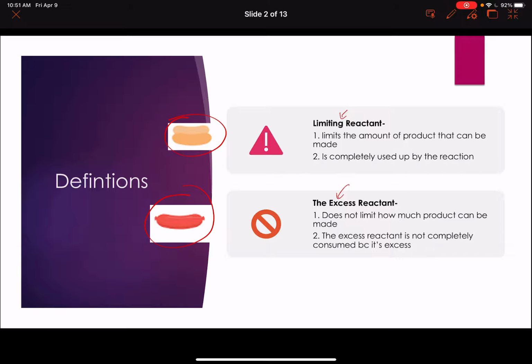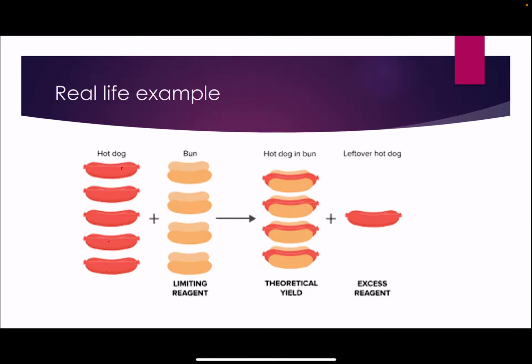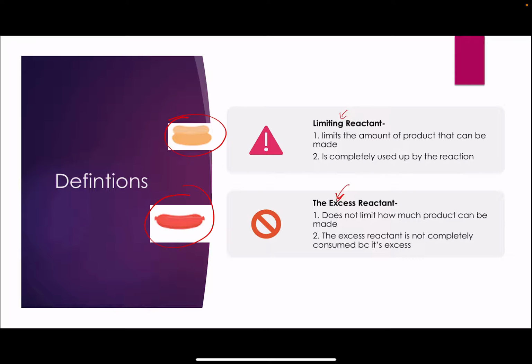This is when you're going to have an excess or an extra amount of a reactant or reagent. So if you had more of your limiting, you can make more product because you have your extra. So your excess does not limit how much product can be made. The excess reactant is not completely consumed because it's obviously in excess. So just remember the difference. Limiting reactant is completely used up by the reaction, and then the excess is not completely.